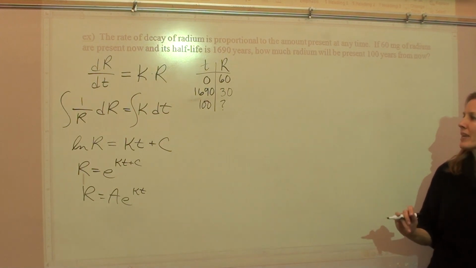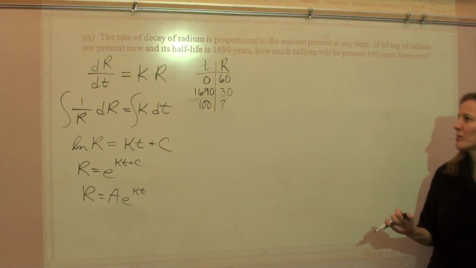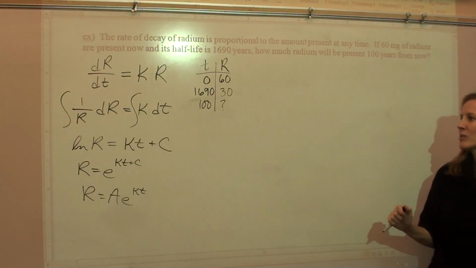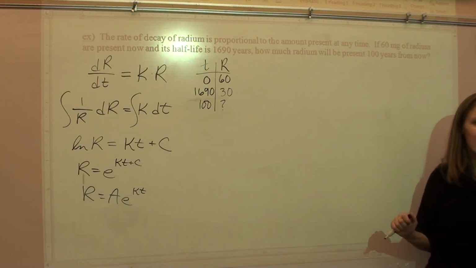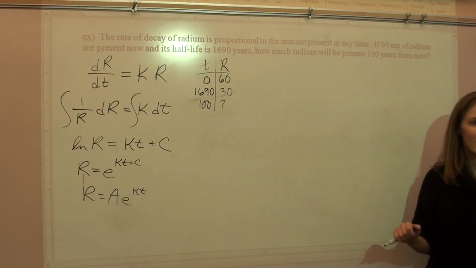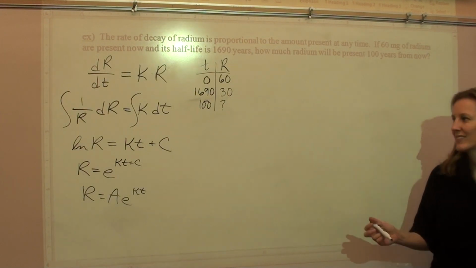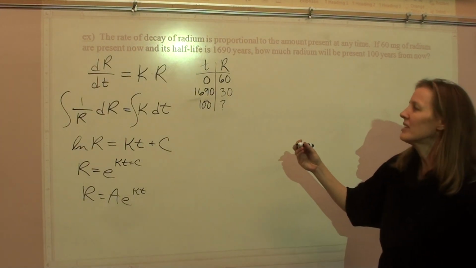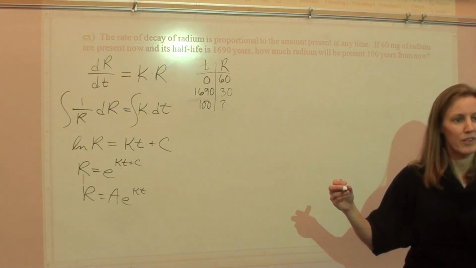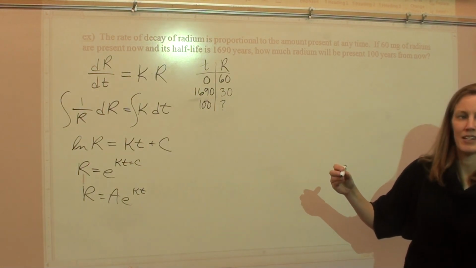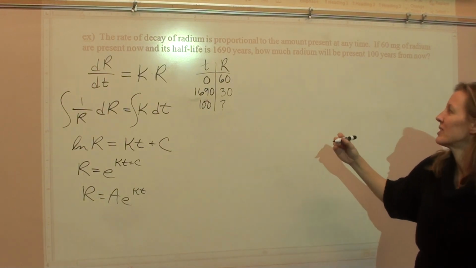Give me a guess. If 60 milligrams are present now, and it takes 1,690 years to get half of that, I'm gonna say 50. 57, 58, pretty good guesses. It's always good to have a little guess in your head so you know if your answer is reasonable. 43. I'm gonna guess 43. All right, we'll see if you're right.